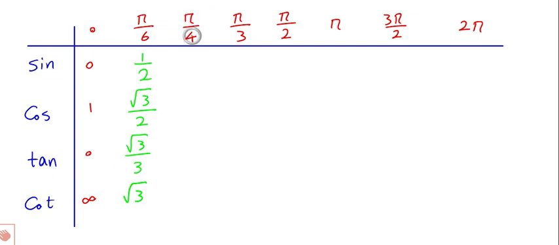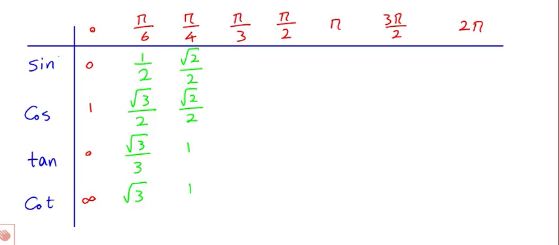The sine of pi over 4 is equal the square root of 2 divided by 2. And cosine of pi over 4 is equal the square root of 2 over 2. So, sine of pi over 4 is equal cosine of pi over 4. So, tangent of pi over 4 is equal 1 and cotangent of pi over 4 is equal 1.